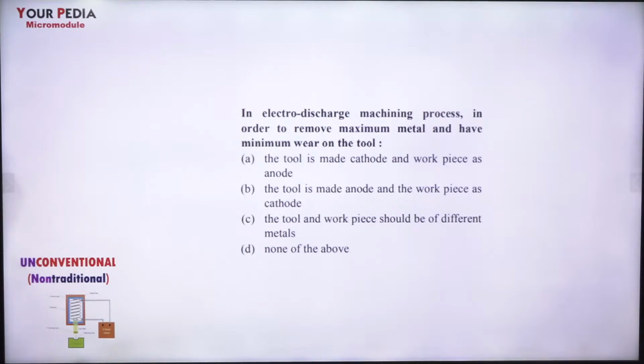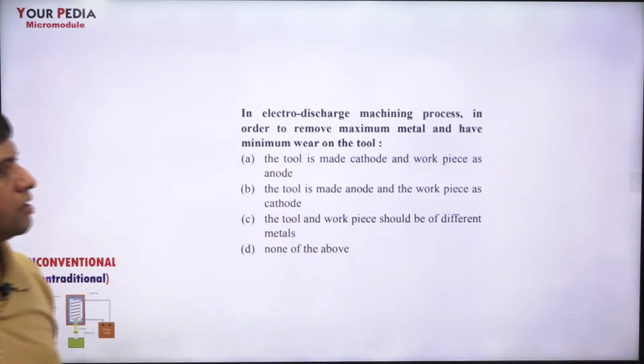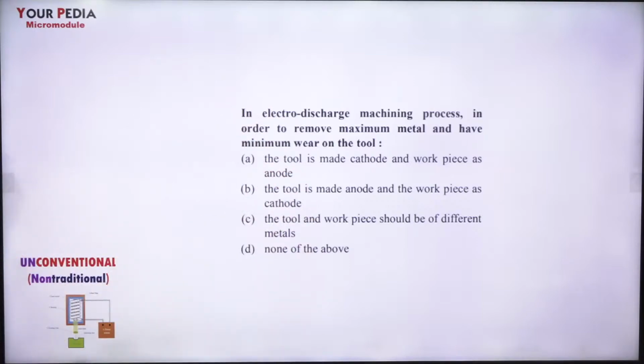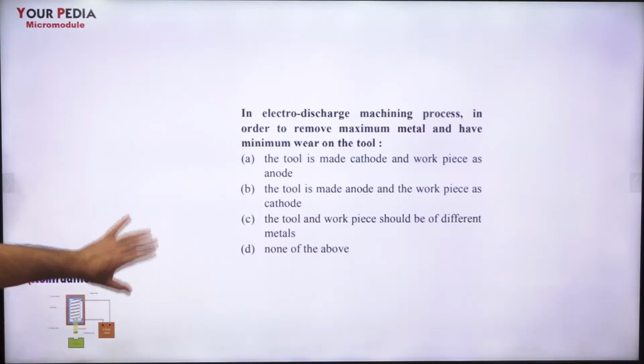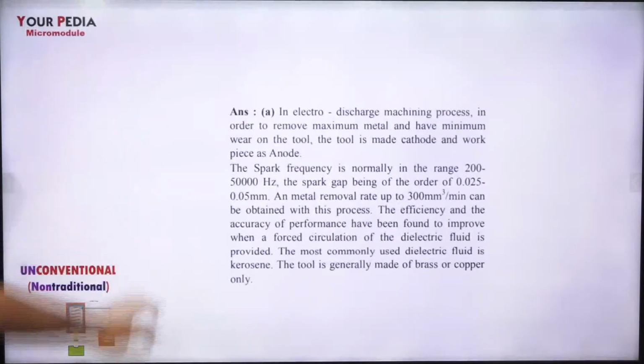Maximum metal removal and minimum wear on tool. What should be done in electric discharge machining? A, B, C, D. Hit the right answer. Tool should be made cathode, workpiece anode, or tool anode, workpiece cathode. You want maximum material removal rate but minimum wear on tool in electric discharge machining. That is the reason tool is made negative and workpiece is made positive. Spark frequency is given. Material removal rate value is also given.